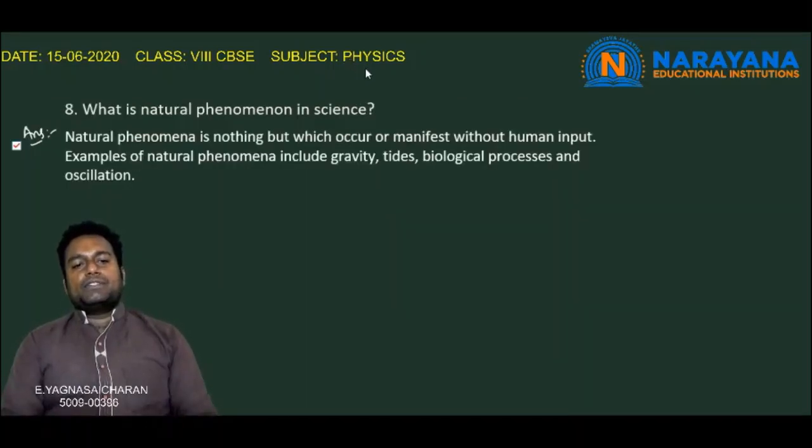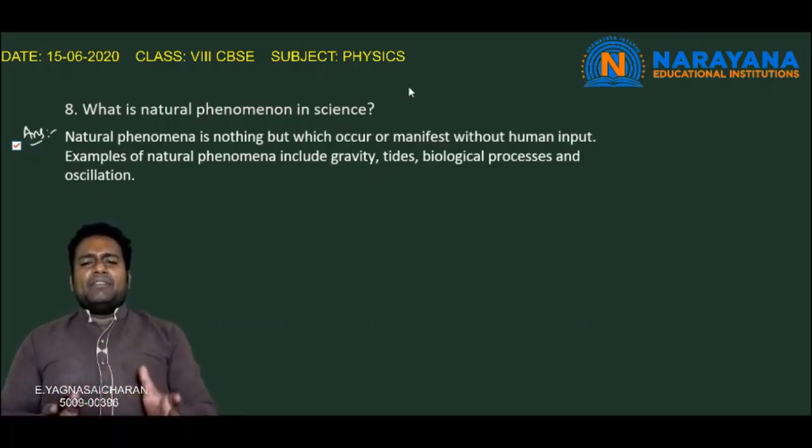Let us see the last question. What is natural phenomenon in science? Natural phenomenon is nothing but which occurs or manifests without human input. So something which happens without human intervention, we can call that a natural phenomenon. The best examples for natural phenomenon include gravity, tides, the biological process and oscillations. So the things which happen without human manipulation, we are going to call them the natural phenomenon in science.